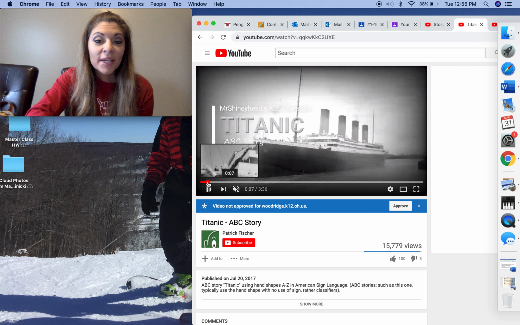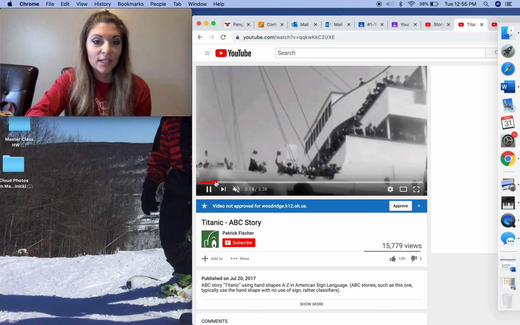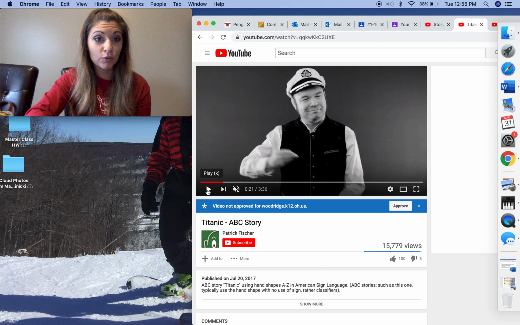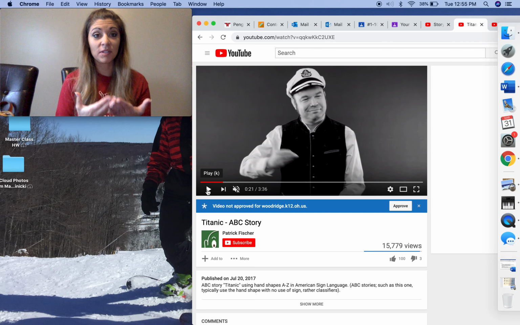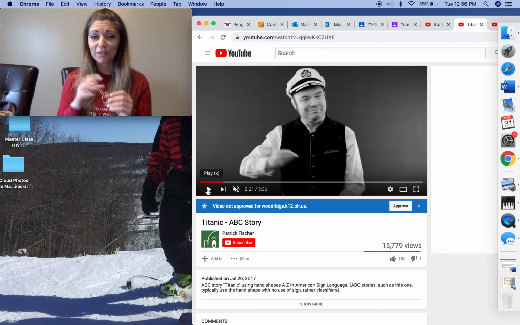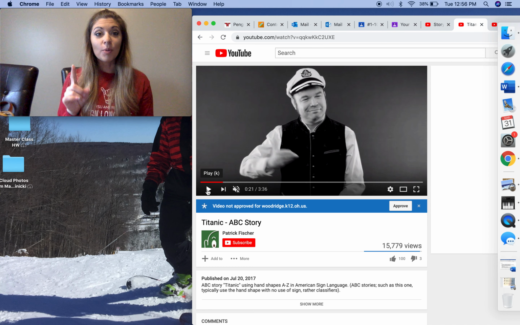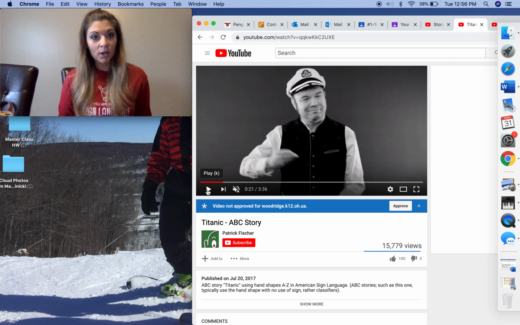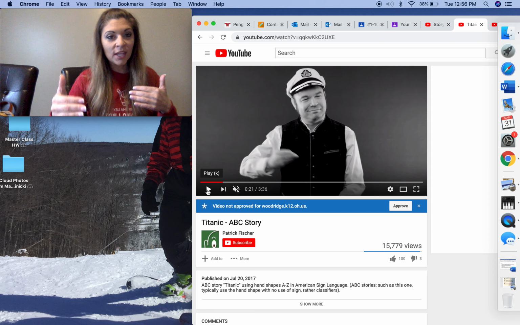So pay attention to the hand shapes because that's what's so fascinating about it: he sticks with them in order and tells a full story beginning to end that has substance to it. But also what's really cool about classifiers, I know I say cool a lot when I'm talking about classifiers, but the perspective changes the whole time. You can become someone and then you become something and you're going in and out of perspectives.